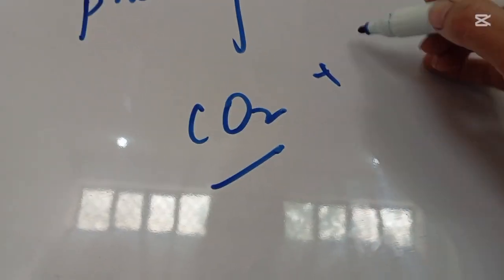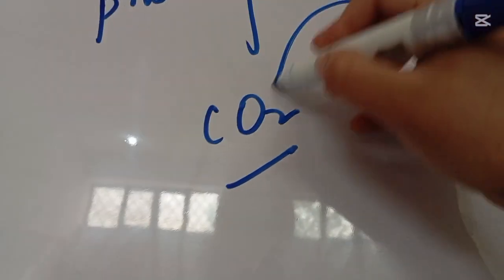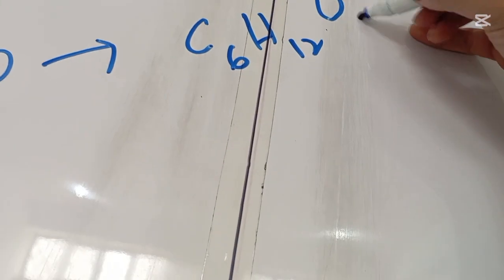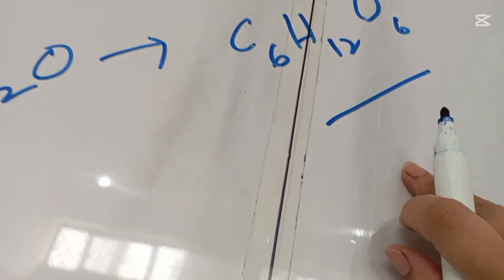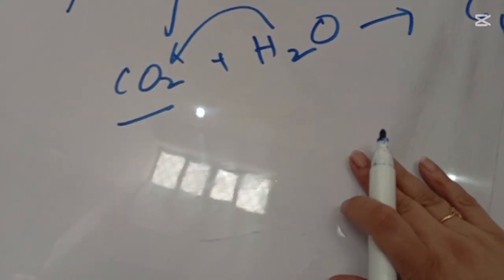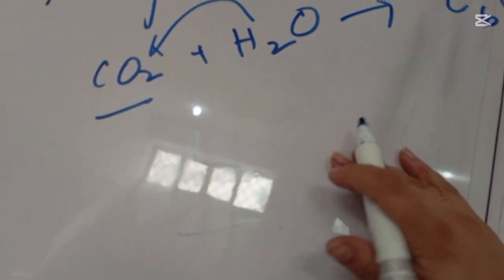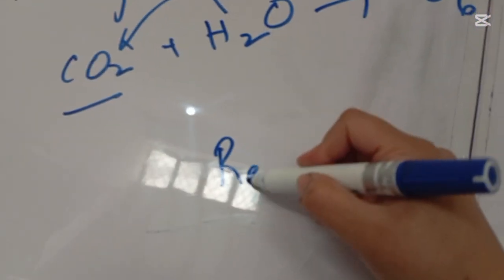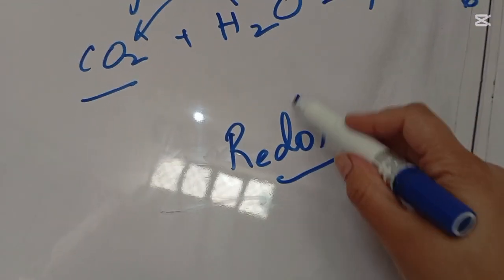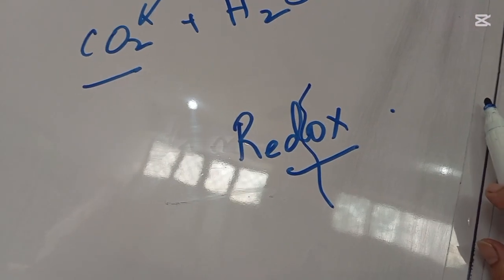in which the plants use carbon dioxide and add hydrogen from water into this carbon dioxide to form a biomolecule, glucose. This is basically a reduction reaction and also involves oxidation. As a whole, we call this type of chemical reaction a redox reaction. Redox refers to reduction and oxidation reaction.